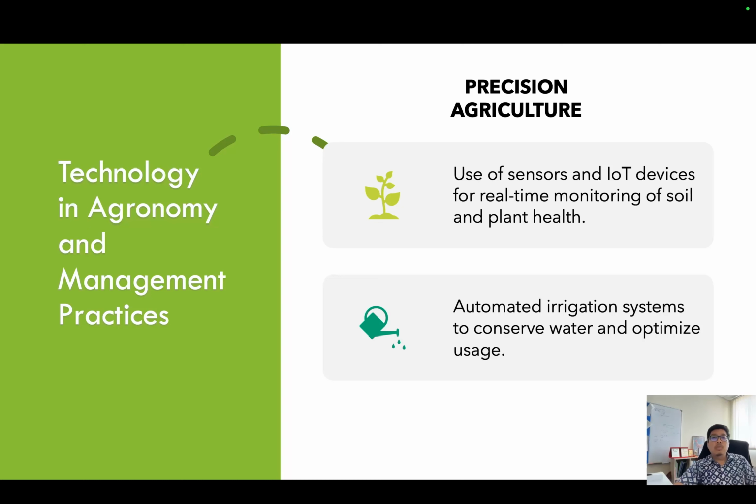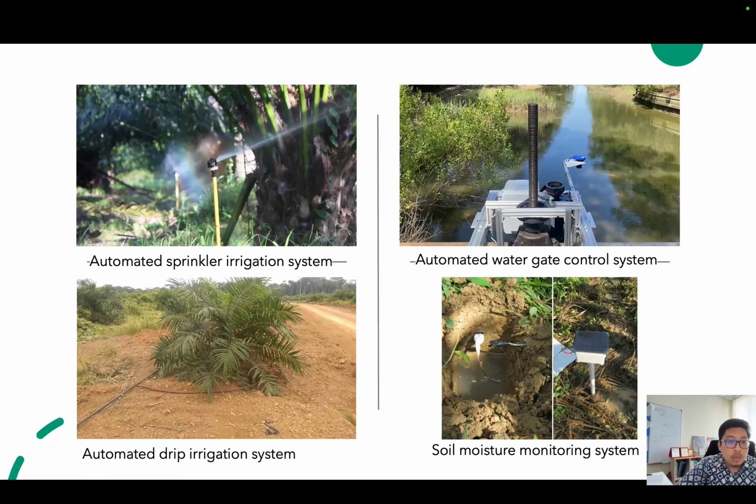Okay, so we move on to precision agriculture. Technology in agronomy and management practices. First is automated sprinkler irrigation system. Like we discussed earlier, it can also be automated water gate control system. It detects low water, then it opens the water gate to flood the area. Automated drip irrigation. Of course this needs to use sensor lah.